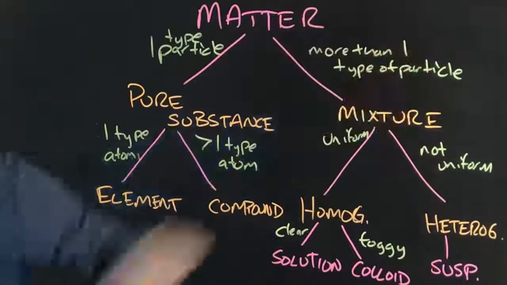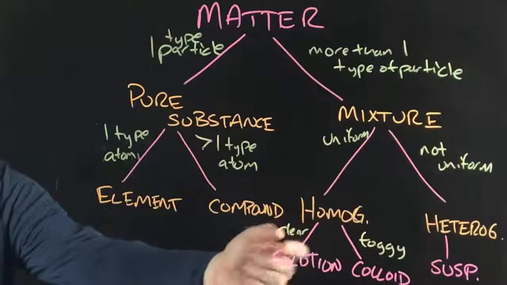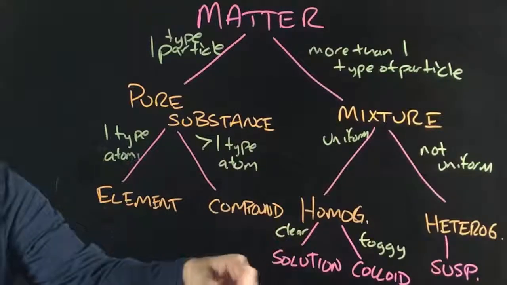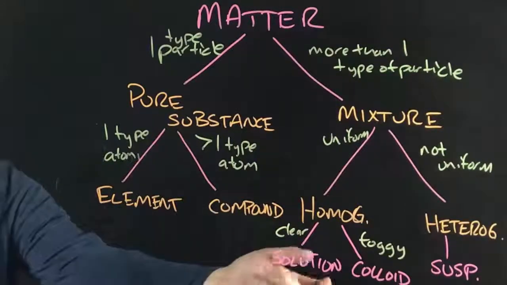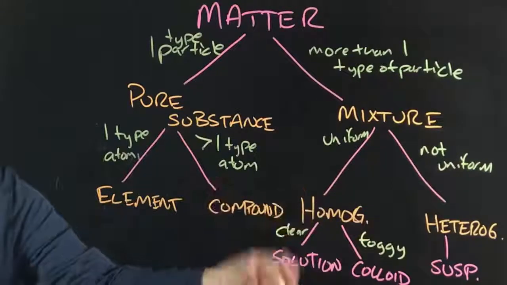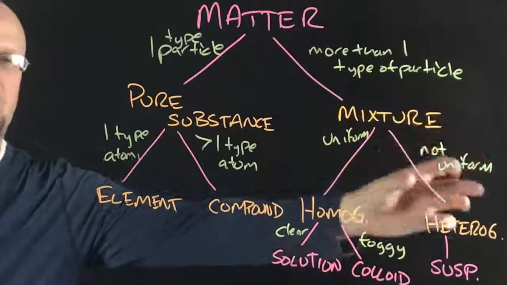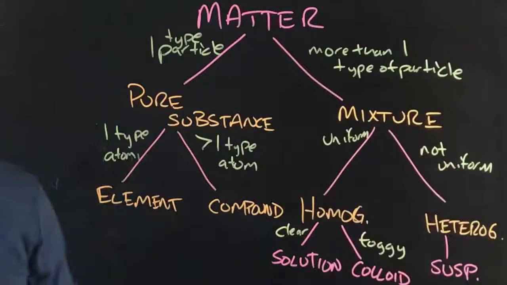If it's more than one type of particle within whatever you're looking at, then it's a mixture. If that mixture is uniform, if you look at it and it looks the same all the way throughout, then that's a homogeneous mixture. And then if that homogeneous mixture is clear, or at least transparent, then that is a solution. If that homogeneous mixture is sort of foggy, cloudy, or opaque, then that is a colloid. If that mixture is not uniform, then that is a heterogeneous mixture, and we would classify that as a suspension.